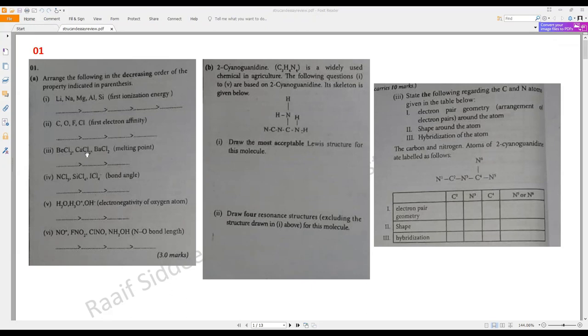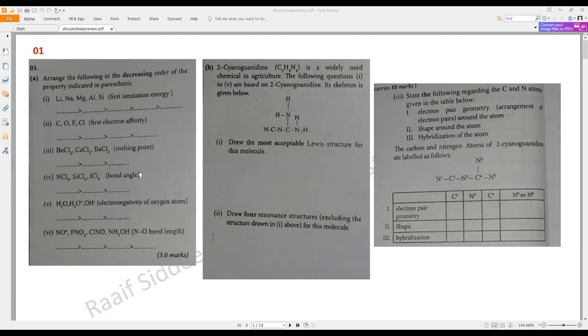And we have already discussed this melting point concept. When you go down the group, the polarizability differs based on the charge density, and the compounds become more and more ionic, which increases the melting and boiling point. So basically, beryllium chloride will have the lowest, then calcium, then barium.